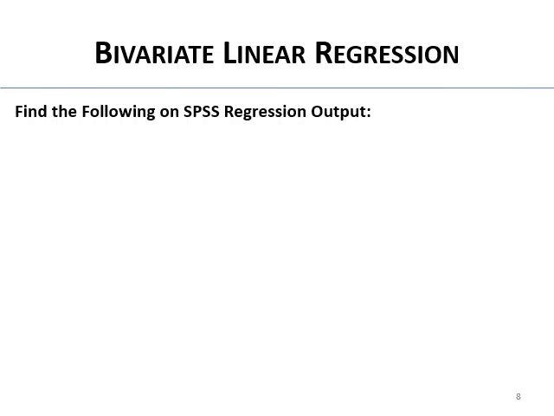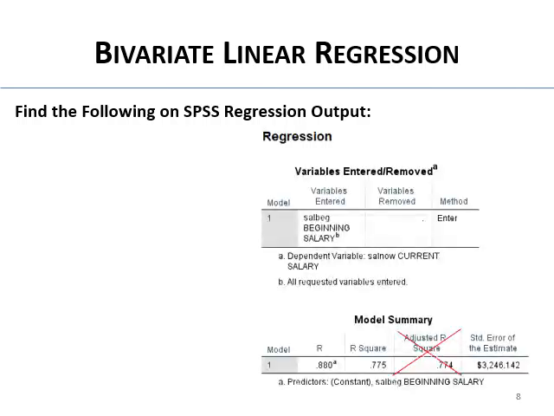So good news, SPSS does most of this for us. Find this on the SPSS regression output. We've got to fill in that y equals mx plus b line. Here's the first thing we get: the variables that were entered into the equation. It entered beginning salary to predict current salary. Down here, current salary is the DV. Model 1 has a predictor of beginning salary.